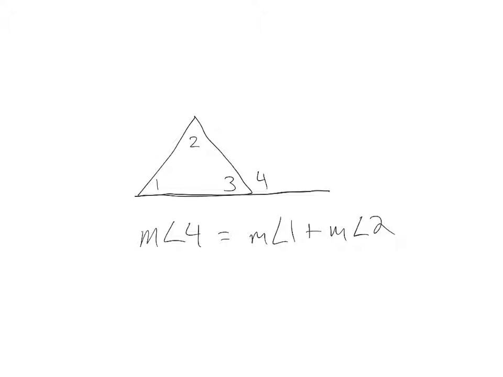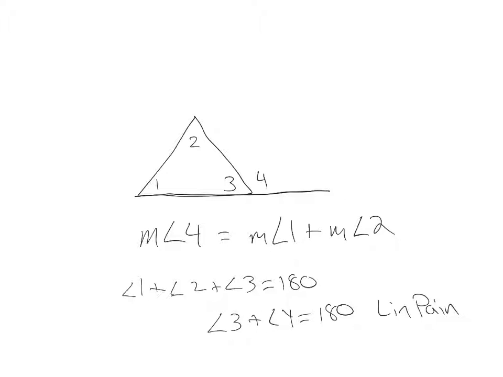Here's why that works. We know that the interior angles, meaning angle 1 plus angle 2 plus angle 3, all have to equal 180 degrees. We also know that angle 3 plus angle 4 has to equal 180 degrees because they're a linear pair.